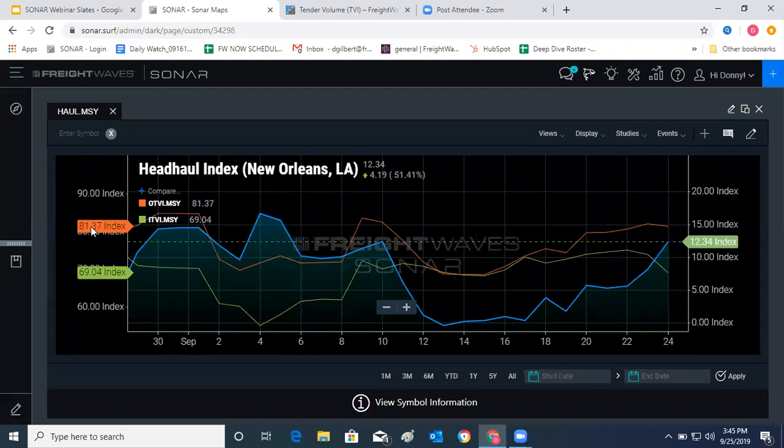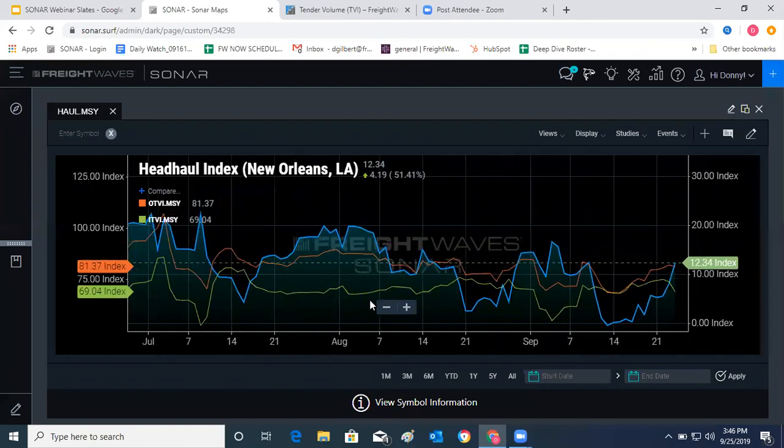On a dual axis over here, on our y-axis, we have the index points for the indices that we're comparing to. On the right-hand side, we have the y-axis, and this is the main index that we have on top. So over here, this is my Headhaul Index, and these are the inbound and outbound volumes. Down here on the bottom, I have our dates. So this is starting here at the 1st of September, right here. So the last bit of August.